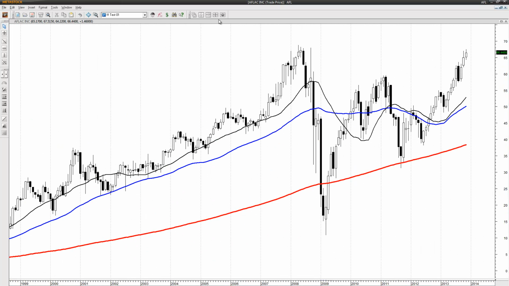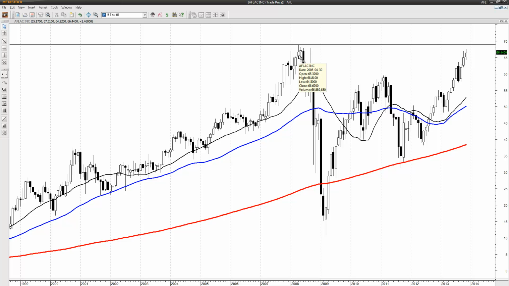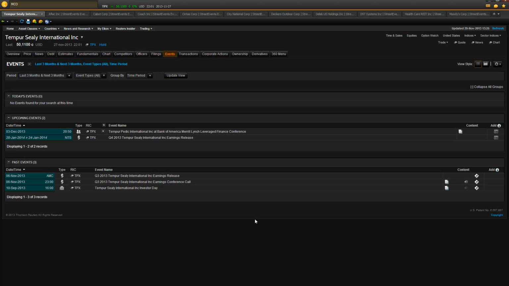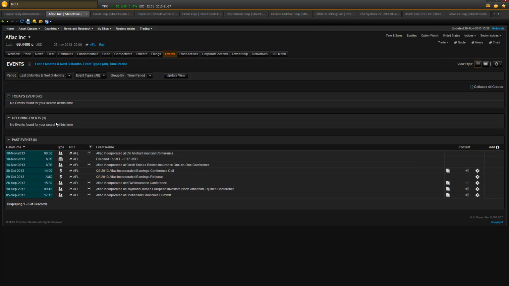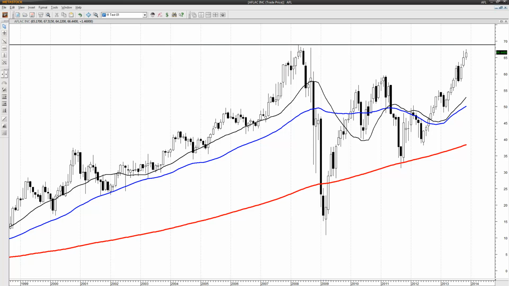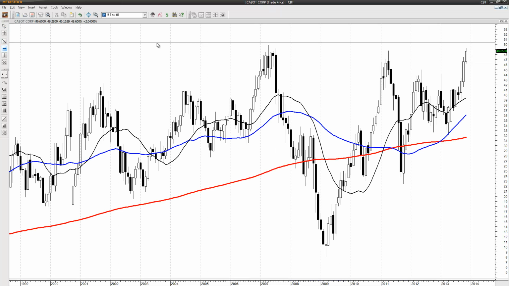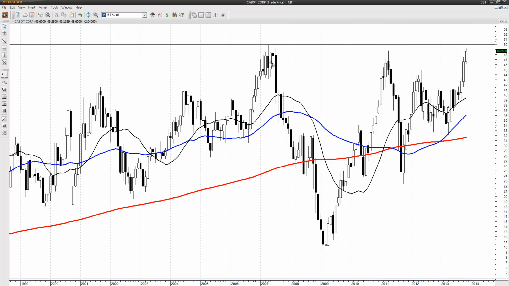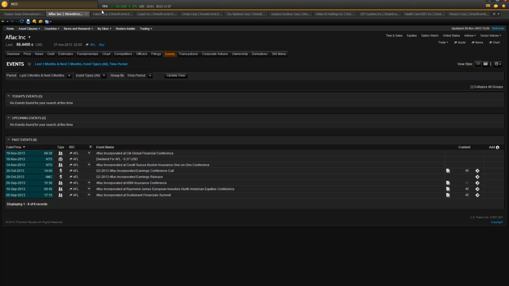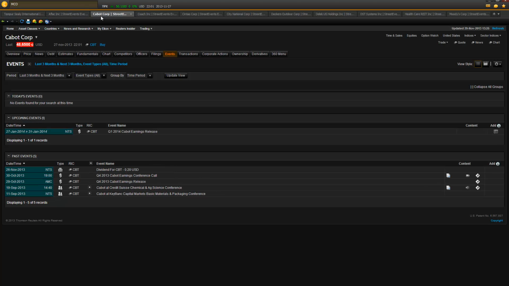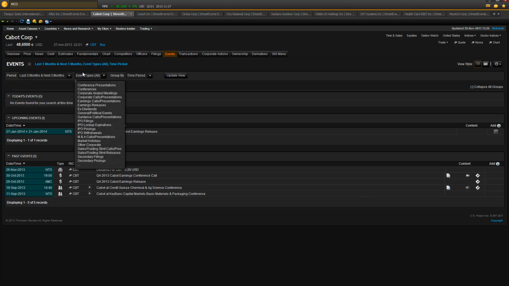Aflac, I'm using this high peak, and the level is 68.81. That's what I put in my short sell limit order. Aflac, new earnings coming up. Cabot, using this peak, and the print is 49.87. That's where I put in my short sell limit order. Check for earnings. Cabot, CBT, no.